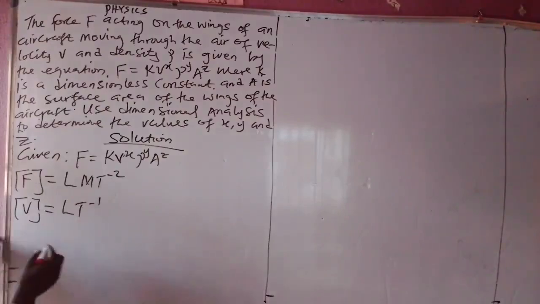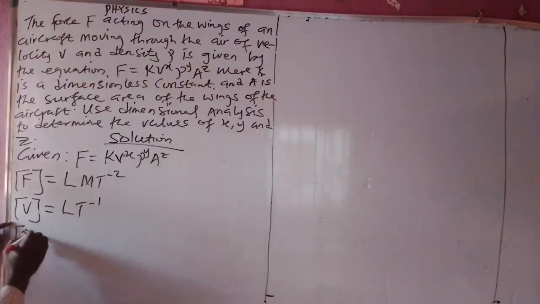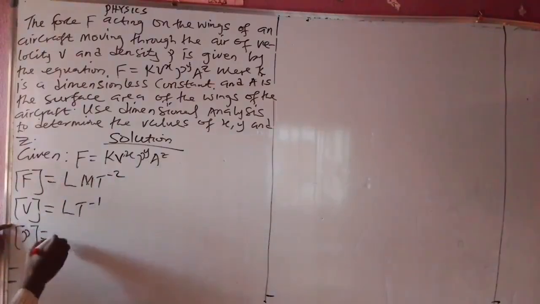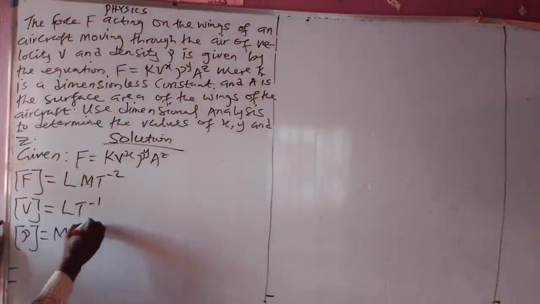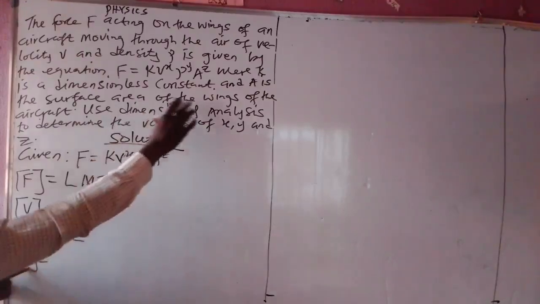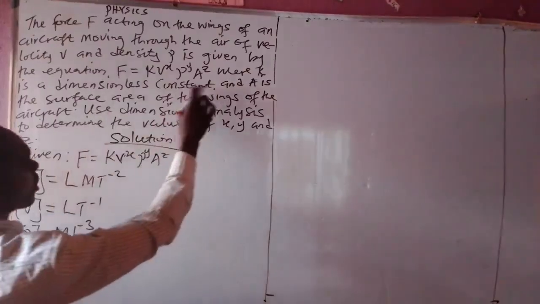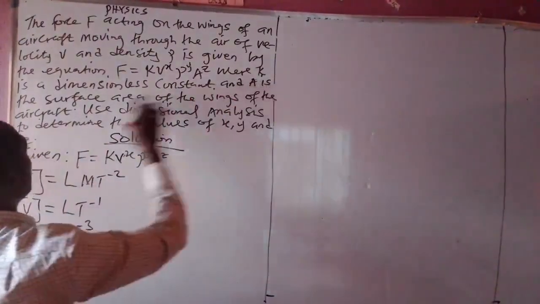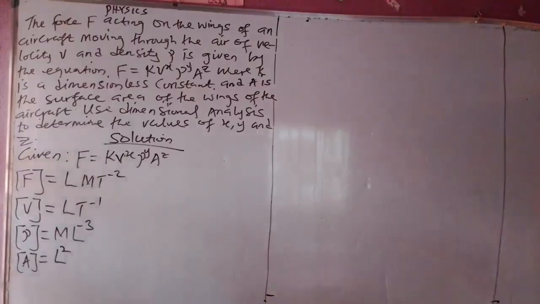Next, we have the dimension of rho. The rho here stands for density. The dimension of density is mass over volume. So mass is M, and the volume here is L cubed. And then the last thing, of course, is the dimension of A. A is the surface area. So area is L squared. That's the dimension of area here.